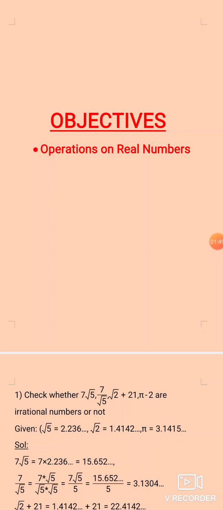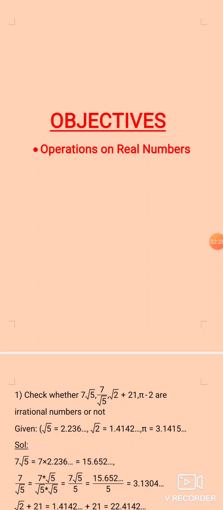Next one, what? 7 by root 5. So, division by an irrational number is too difficult. To avoid that, since the denominator is irrational root 5, we need to change that into rational. So, we multiply the denominator root 5 into root 5. When we multiply the denominator only by root 5, the expression is changed. So, we need to multiply the numerator also with which one? Root 5. So, 7 by root 5 into root 5 by root 5 becomes what? 7 root 5 by 5.